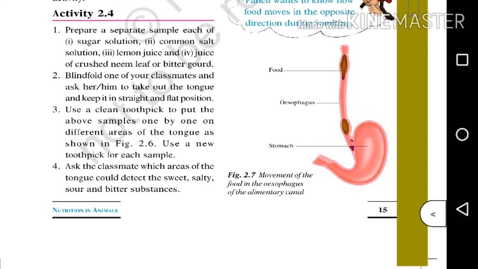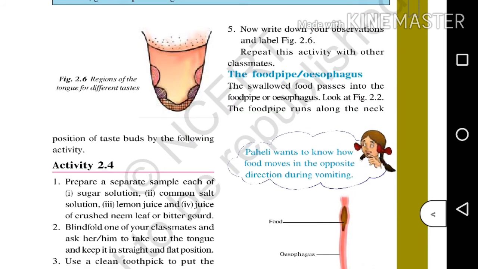Use a new toothpick for each sample. Ask the classmate which areas of the tongue could detect the sweet, salty, sour and bitter substances. Now write down your observations and label figure 2.6. Repeat the activity with other classmates. So this is an activity to find out our taste buds.